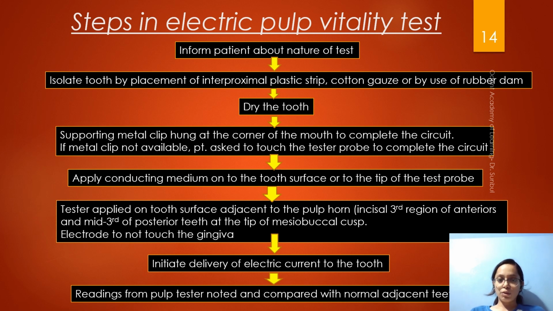And then what we are going to do is we are going to place the tip on the teeth at the middle third of the posterior teeth and incisal one third in the anterior teeth, and we'll make sure that the gingiva is not contacted. Then we'll initiate the delivery of electric current to the tooth. One step at a time will increase, and we'll note the readings that the pulp tester is giving, and then we'll compare it to the normal adjacent teeth.